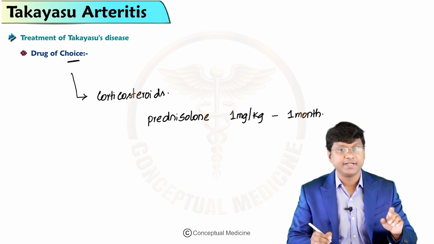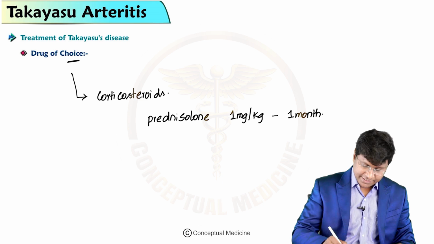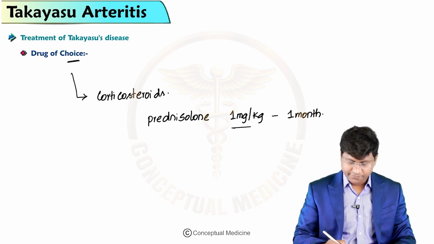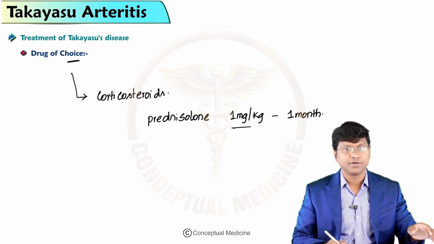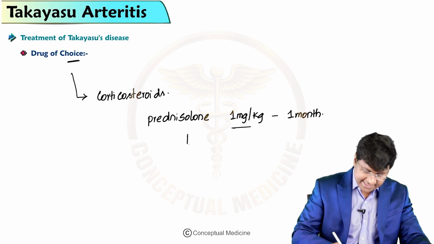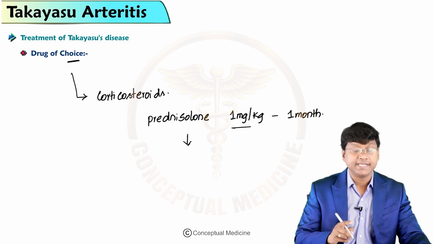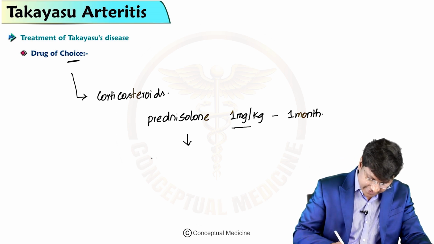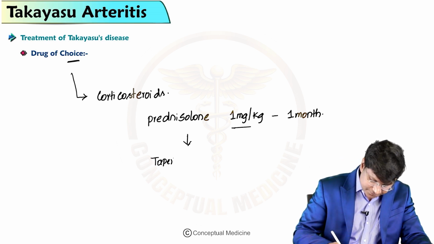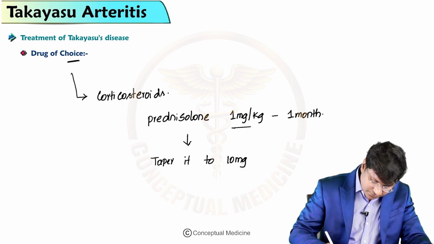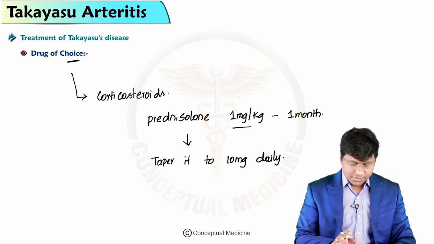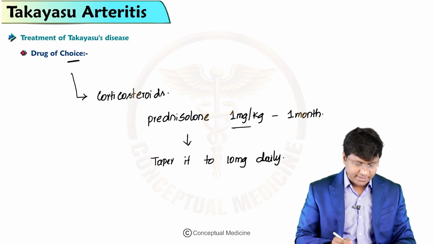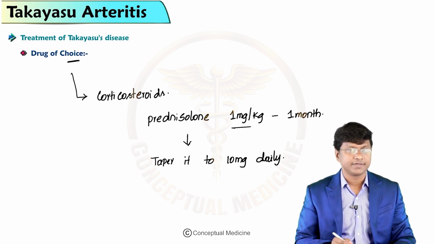Right, this has to be given for nearly around 1 month. So this prednisolone should be given at a dosage of 1 milligram per kg for nearly around 1 month. And this has to be followed by taper over several months to 10 milligrams daily. So you have to taper it to 10 milligrams daily. So this will be the mainstay of treatment in the treatment of the Takayasu arteritis.